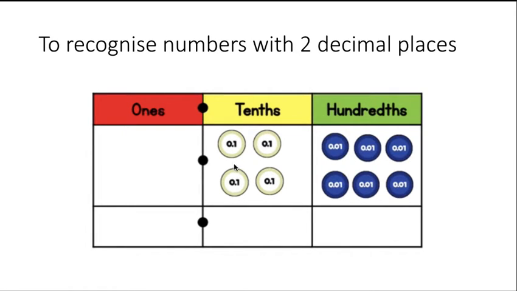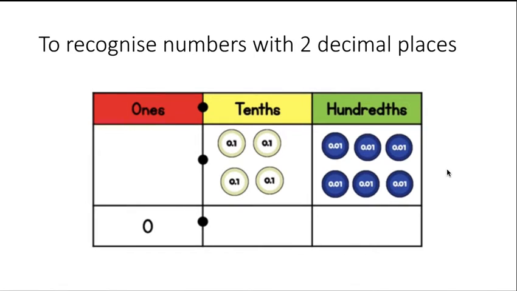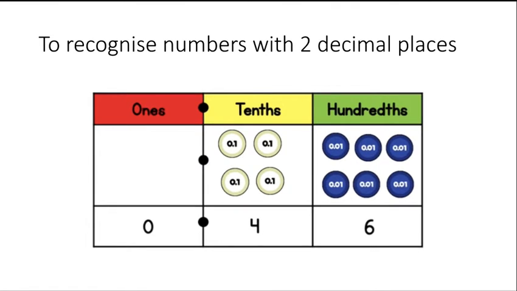Here's the value. We've got 1, 2, 3, 4 tenths. Each tenth is written as 0.1. And we've got 1, 2, 3, 4, 5, 6 hundredths. And each hundredth is written as 0.01. What number have I represented here? Well, there's none in the ones column. There's 4 in the tenths column. And there's 6 in the hundredths column.